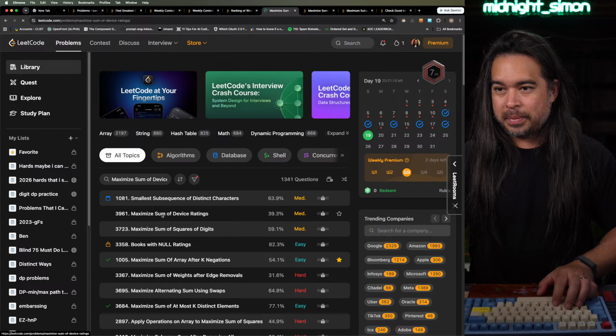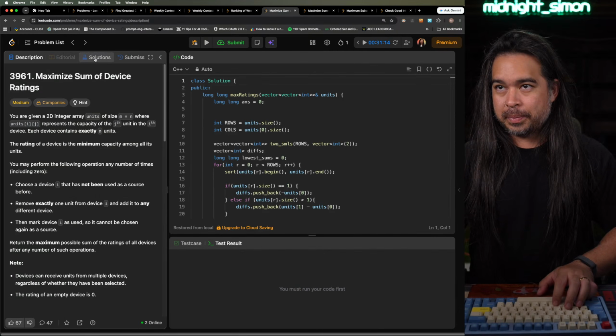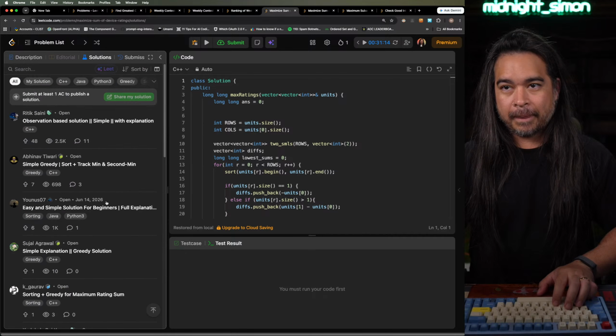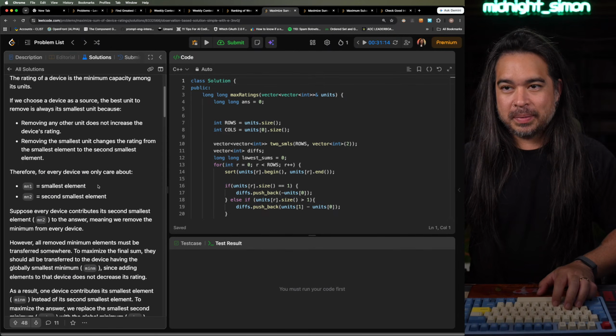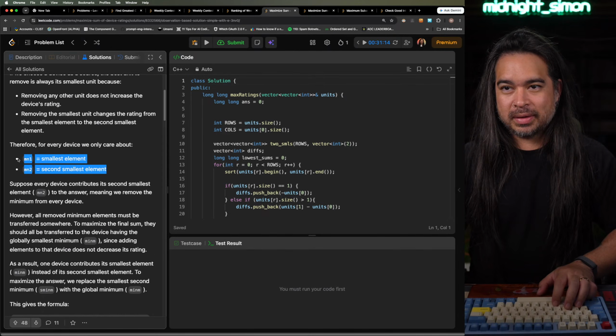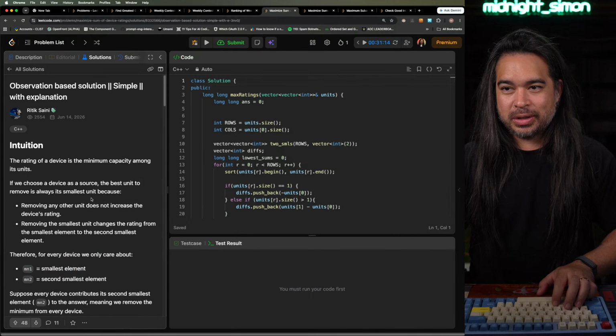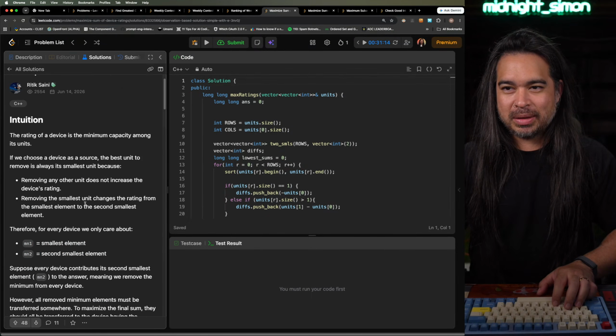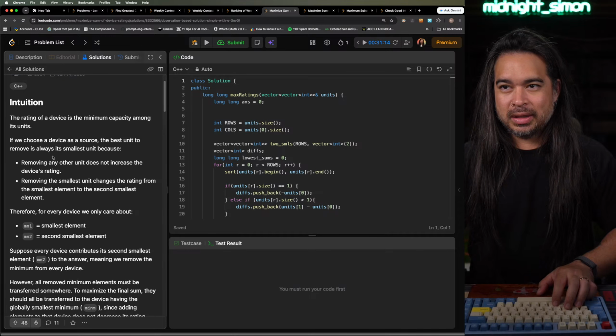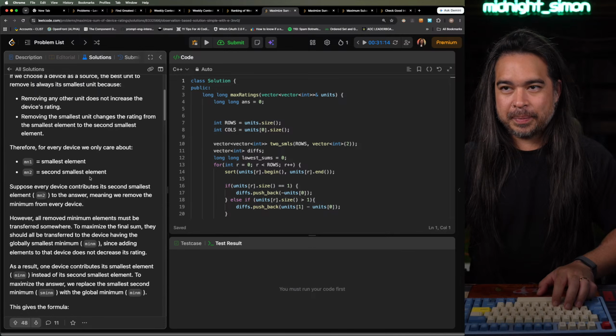Is it this one? Greedy, of course. Sort plus track min and second min. Yes. I guess I got that much intuition, but I don't know what to do after that, man. If we choose a device as a source, the best unit to remove is always the smallest unit. Yes.